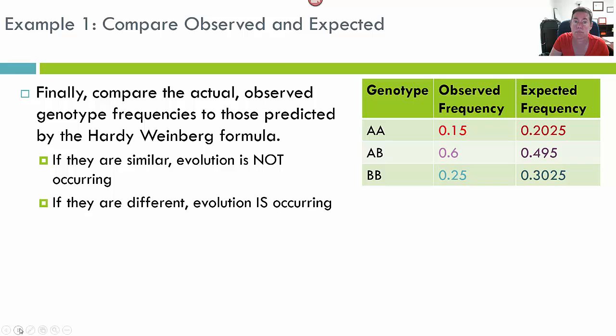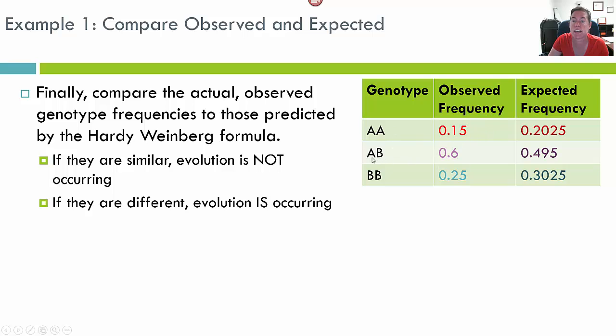The next step is we need to compare the actual observed genotype frequencies to those predicted by the Hardy-Weinberg equilibrium formula. If they are similar, evolution is not occurring. If they are different, evolution is occurring. So then we put in our observed frequencies. The frequency of the homozygous dominants is 0.15.